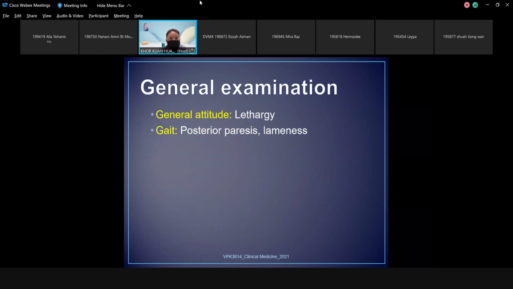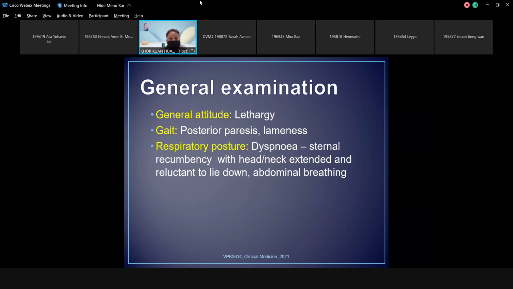So when these cases come in, you want to do a general examination, which means you look at the patient. They will normally come in depressed, tired, lethargic, and the tail doesn't wag so much anymore. Sometimes these cases can also have a stroke, in which case you will see posterior paralysis or even lameness.